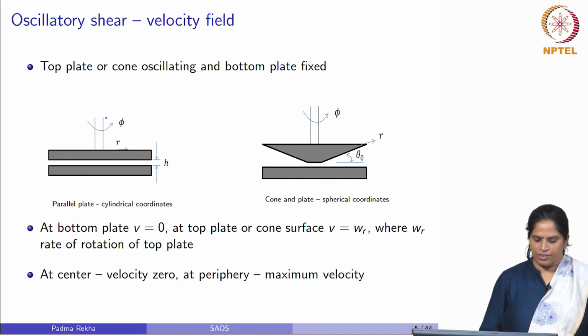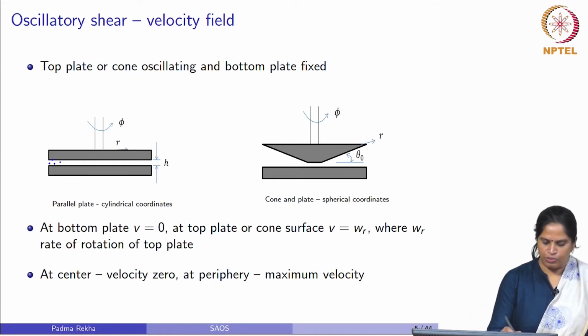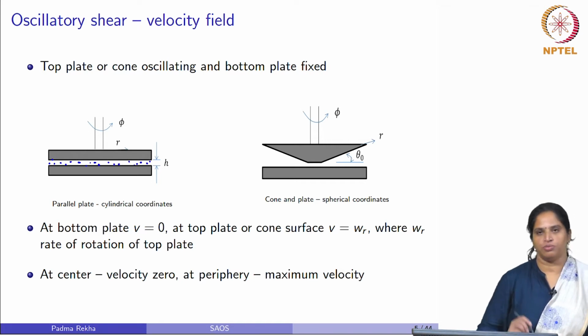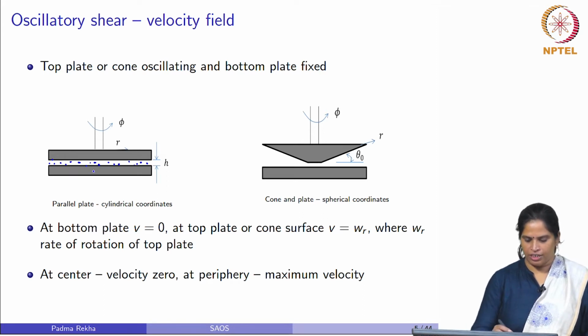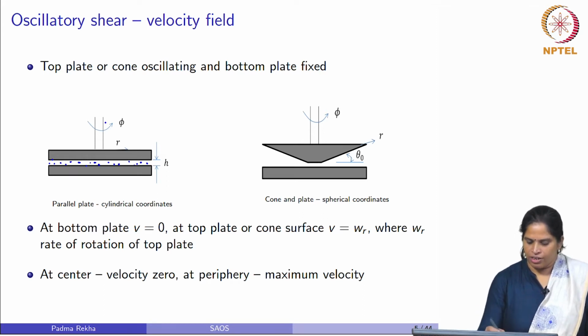While doing this, the particles between the two plates are not subjected to a uniform motion. If the bottom plate is stationary and the top plate is rotating, the motion of a particle sticking to the bottom plate will be 0, or the velocity here will be 0.